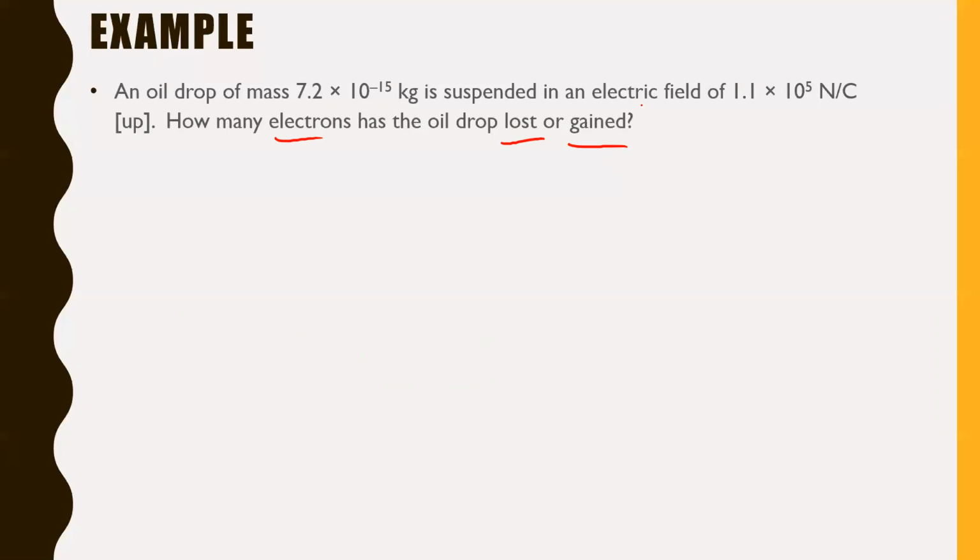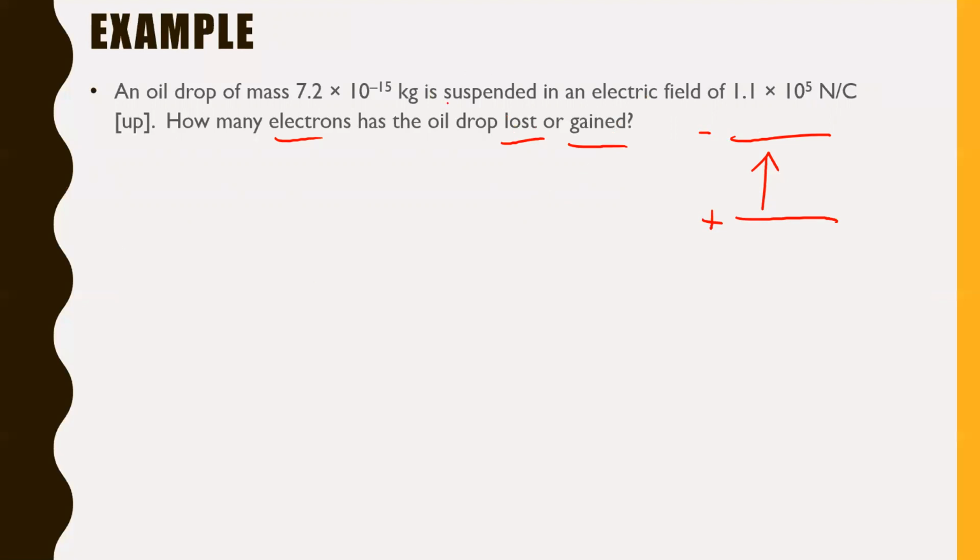Okay, so first things first, we know our electric field is pointing up. If we have our two parallel plates and an electric field pointing up, remember the electric field points where a positive charge would travel. So if a positive charge would travel this way, that would mean our top plate in this case is negative, and our bottom plate must be positive. That's going to be important because that'll help us determine whether they've lost or gained electrons. You can think about that right now.